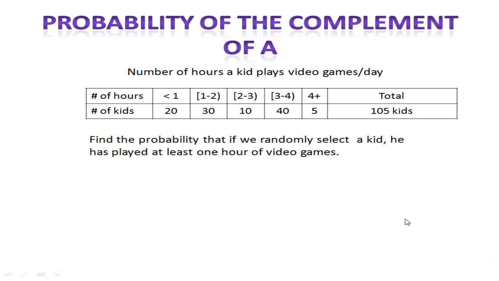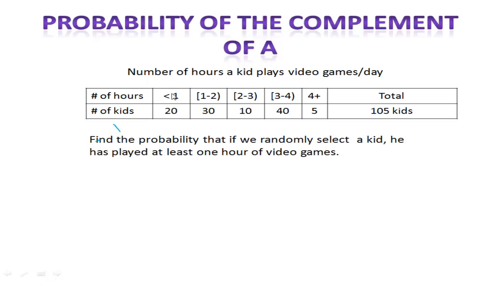This is example 3 on the probability of the complement of A. And we have here a table. It says the number of hours a kid plays video games per day. Here you have the number of hours in the top row, and the number of kids. And there's a total of 105 kids.